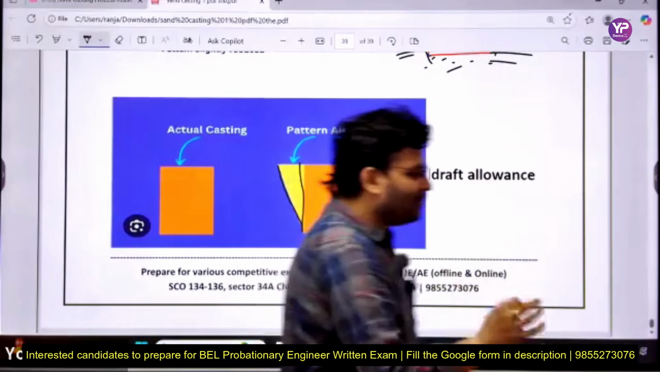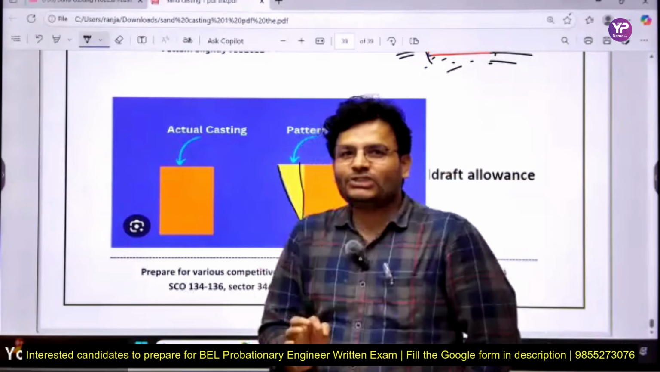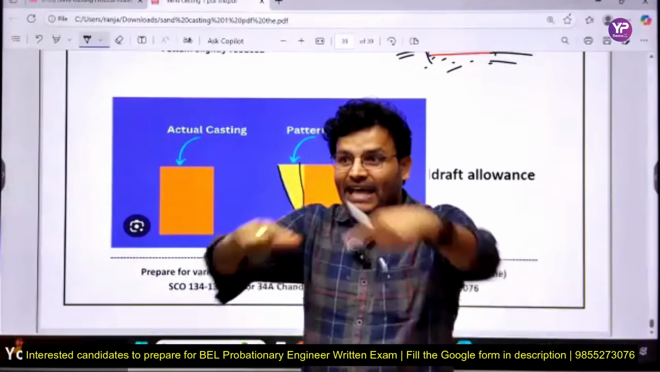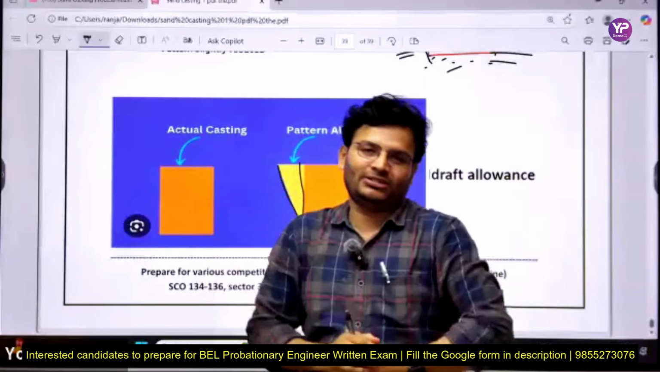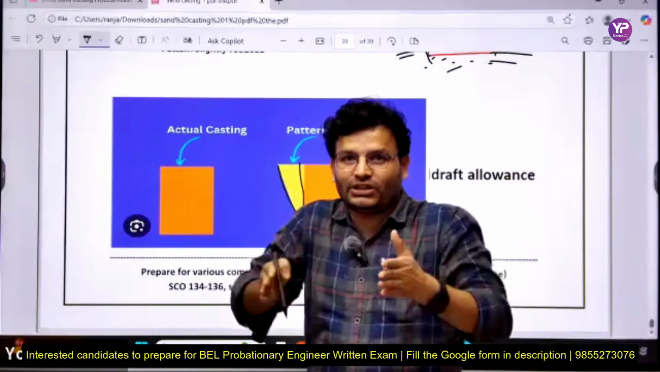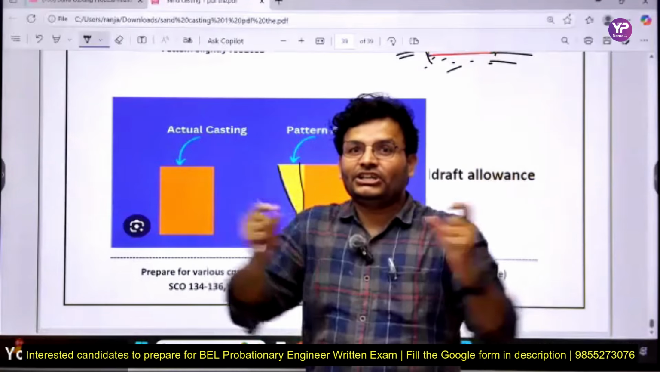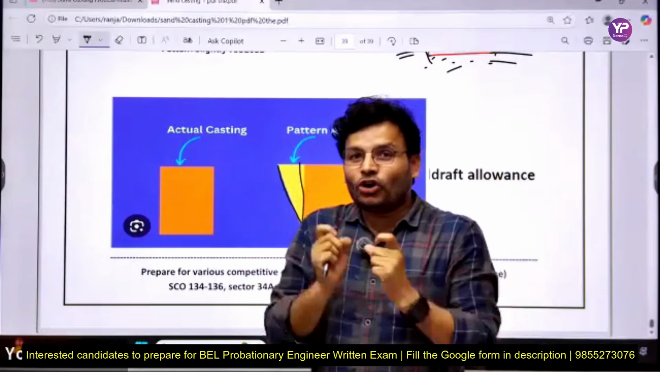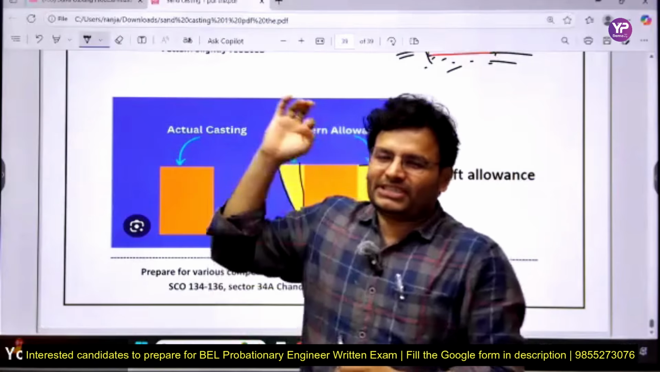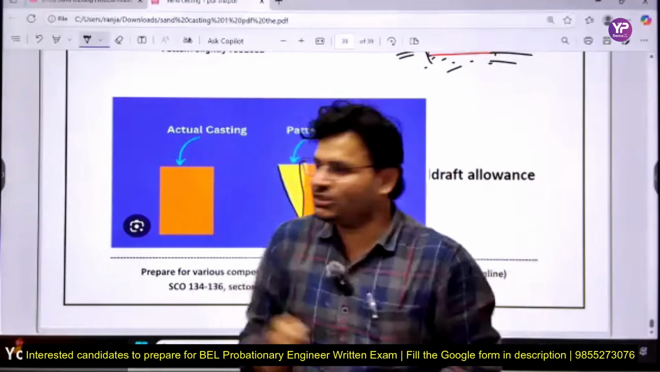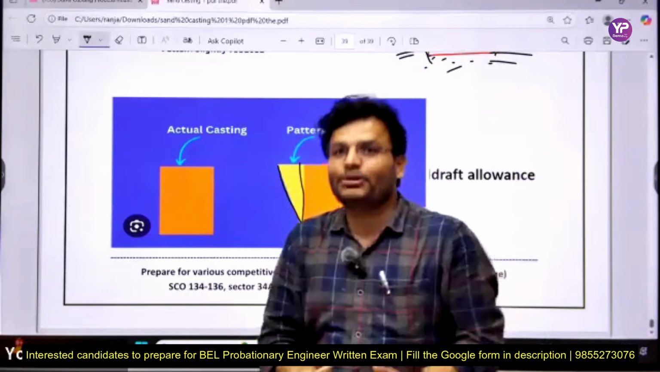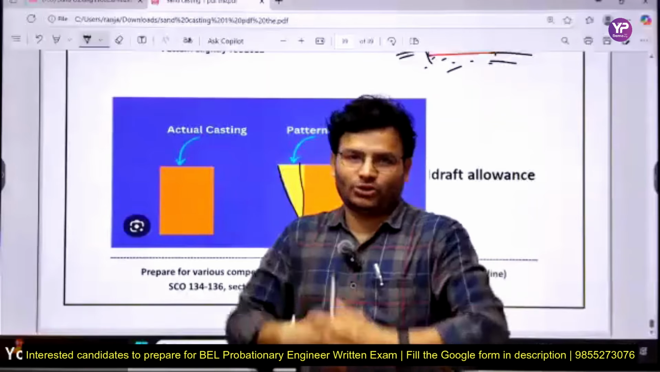Now tell me, whatever allowances you have studied till now, just tell me one thing, my dear friends. Is it positive allowance or negative allowance? We can say, sir, these are all positive allowances. Why? Because all of them enlarge the size of the pattern. The allowance because of which the size of the pattern gets enlarged is called positive allowance. So whatever you have read till now, shrinkage allowance, machining allowance, and draft allowance, all are known as positive allowance, because they increase the size of the object.